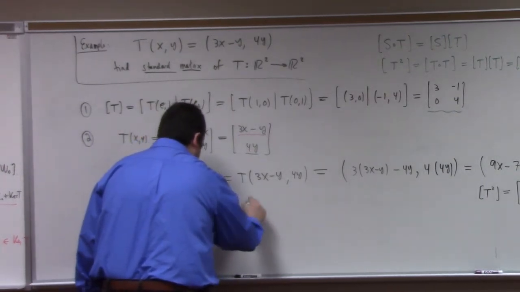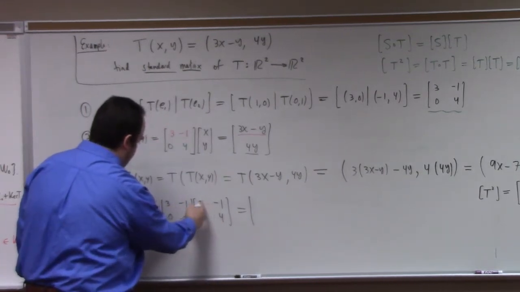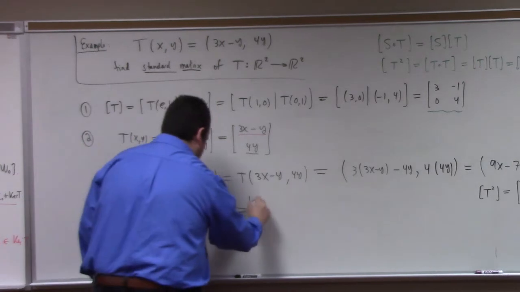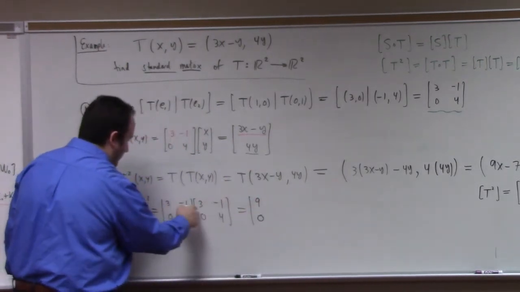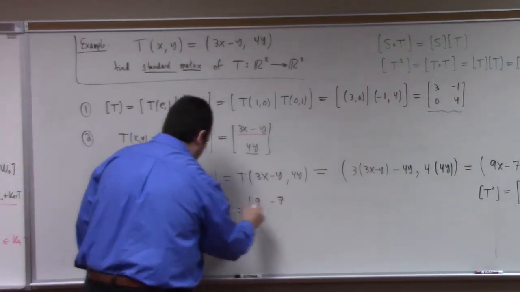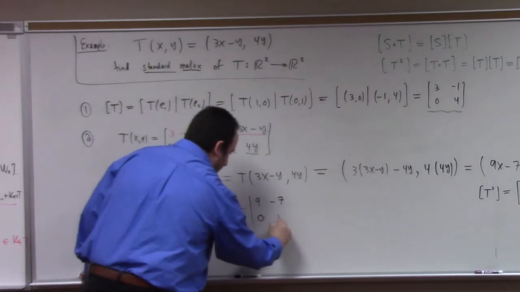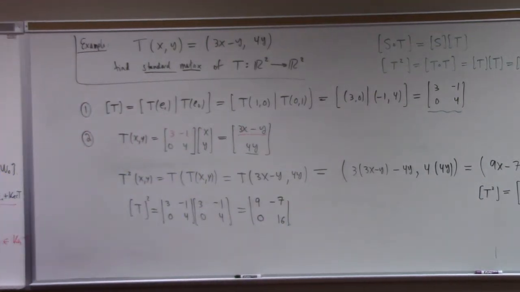You guys can multiply matrices. What do we get? Looks like a 9 there. 0. Minus 3, minus 4, minus 7. And 16, so there you go. There's an example of this thing I wrote in the abstract in green up there, in practice. So that's the standard matrix of a linear transformation.